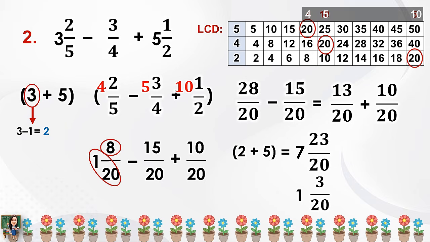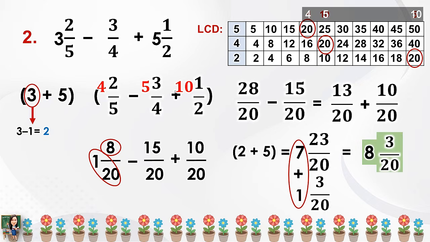Now, add the whole numbers. 7 plus 1 equals 8. So 8 is the whole number, and write the proper fraction 3 over 20. So the final answer is 8 and 3 over 20.